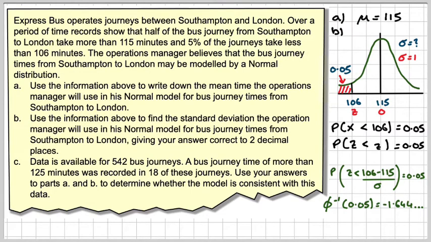So we'll use that to find the standard deviation. Then it says data is available for 542 bus journeys. A bus journey time of more than 125 minutes was recorded in 18 of these journeys. Use your answer for A and B to determine whether the model is consistent with this data. Okay, carrying on to find the standard deviation.